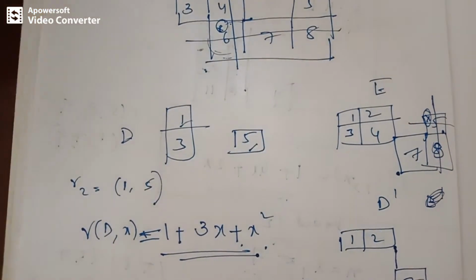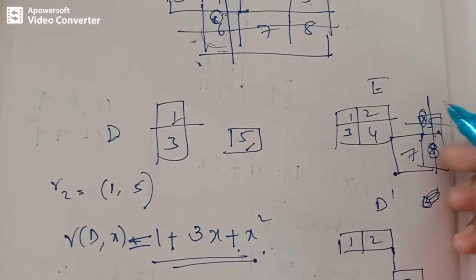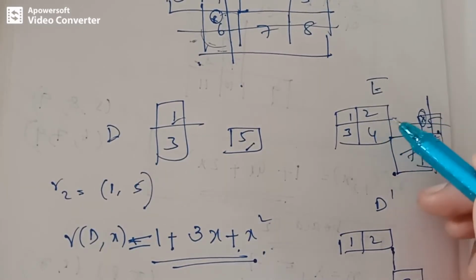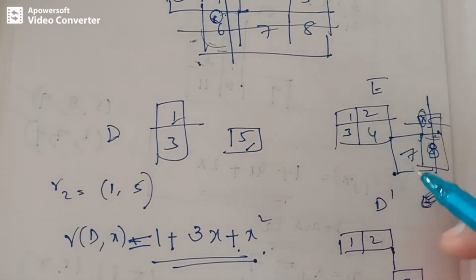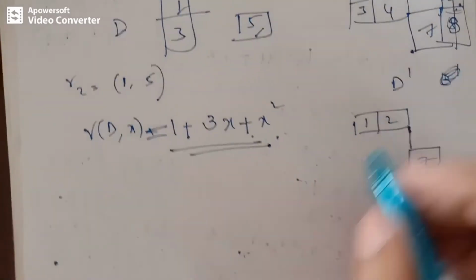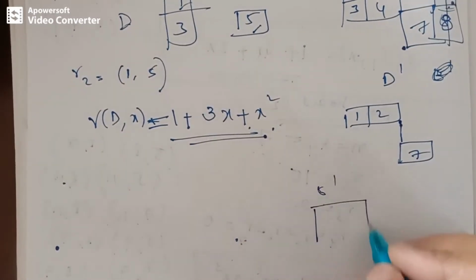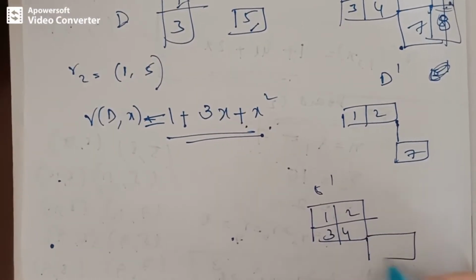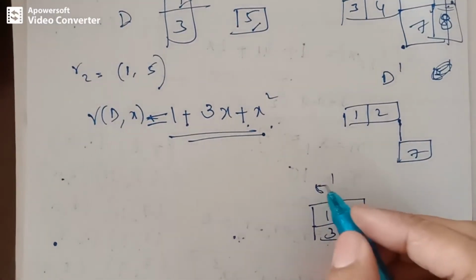What is your E dash? E dash is the board obtained just by deleting the square containing the asterisk. So you get 1, 2, 3, 4 and 7, 8. So E dash will be 1, 2, 3, 4, and then you'll have 7 and 8. So this is your E dash.